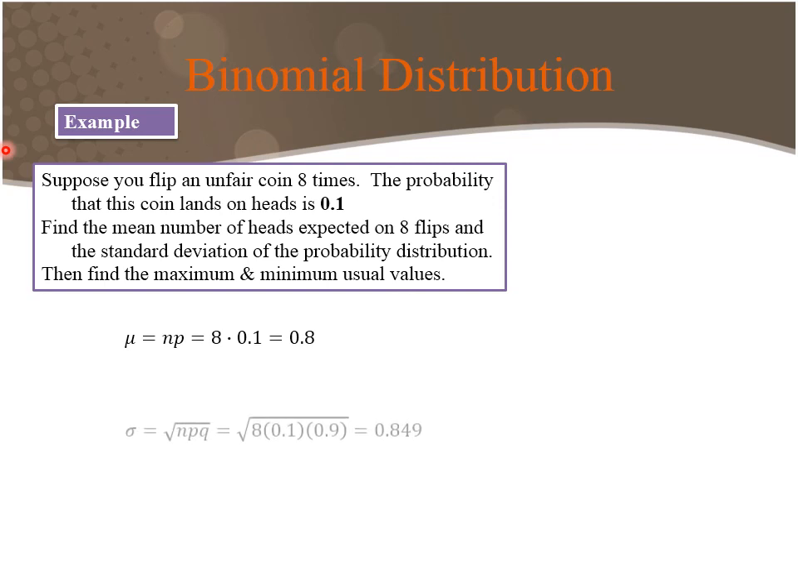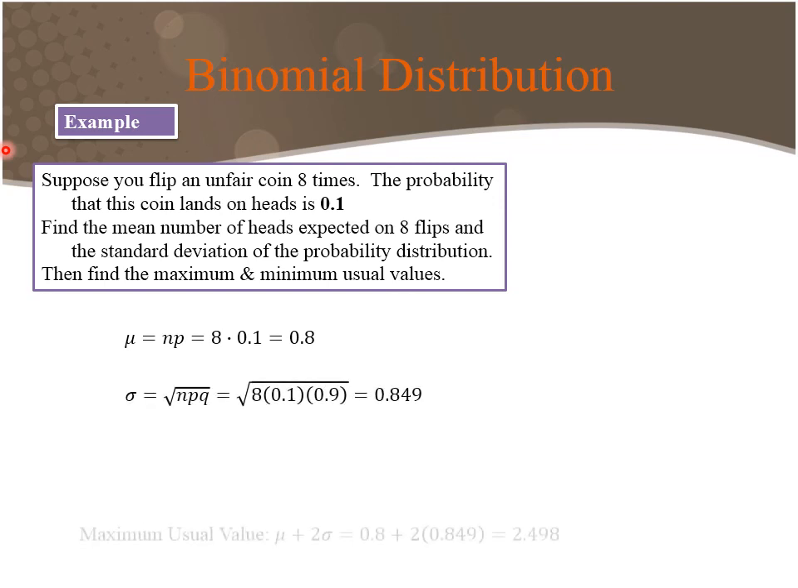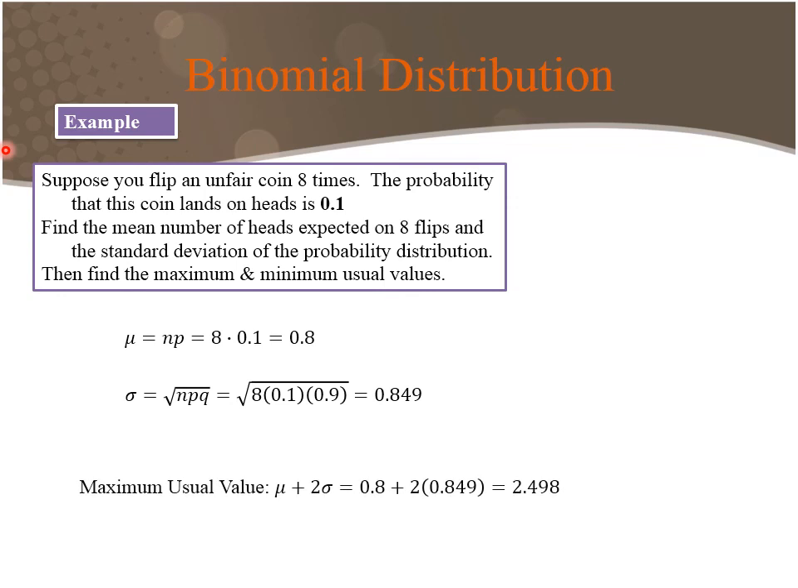The standard deviation then will be 0.849. And the maximum usual value, the mean plus 2 times the standard deviation, is 2.498. That is, if we got more than 2.498 heads out of 8 flips with this coin, that would be unusual. So 3 heads would be unusual if there was only a 0.1 probability of a head coming up.